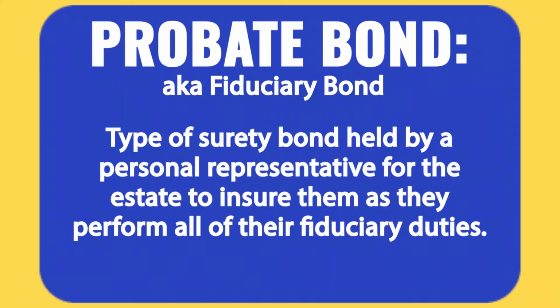A probate bond, also known as a fiduciary bond, is a type of surety bond held by the personal representative for the estate to insure them as they perform all their fiduciary duties as required in the California Probate Code. A probate bond protects the estate's beneficiaries and/or the heirs from any mistakes, intentional or unintentional, the personal representative of the estate might make in their role.